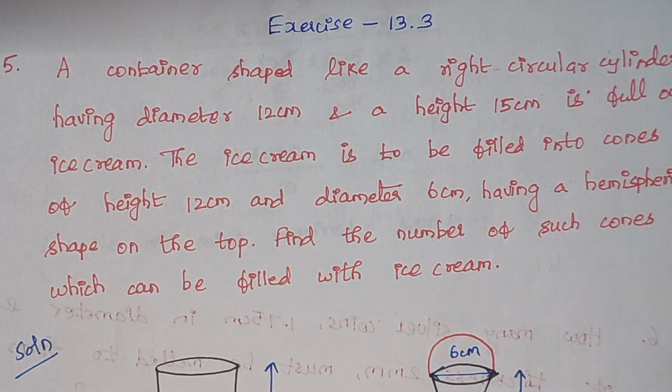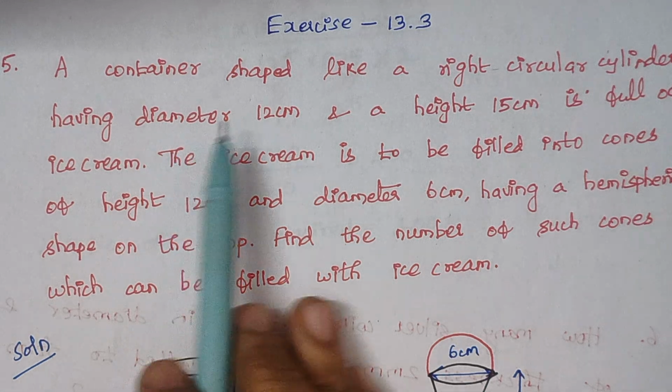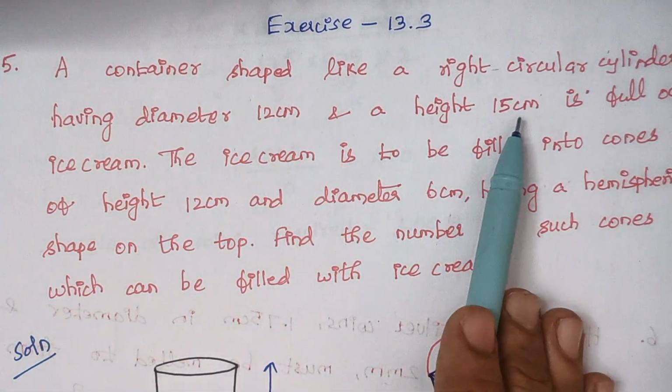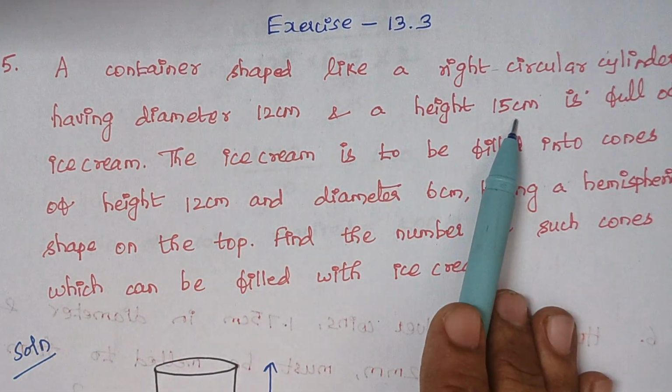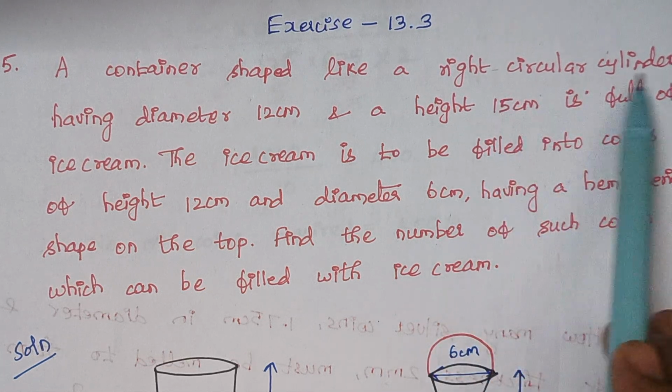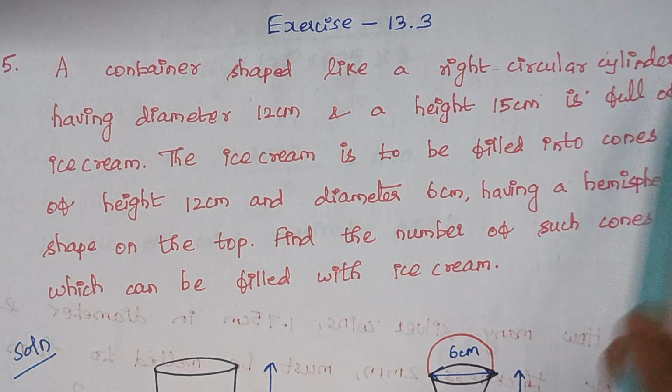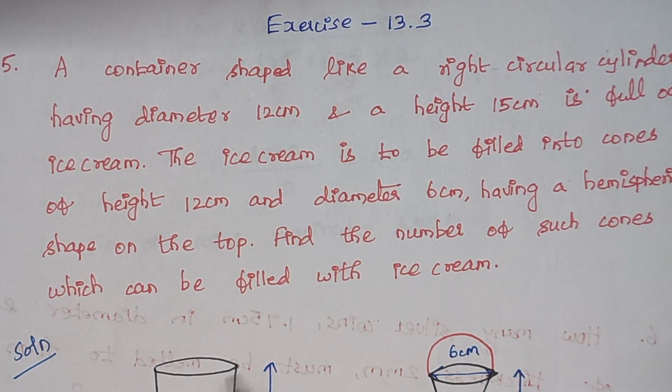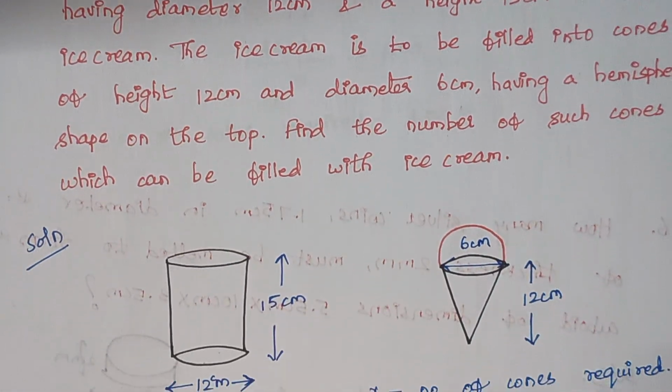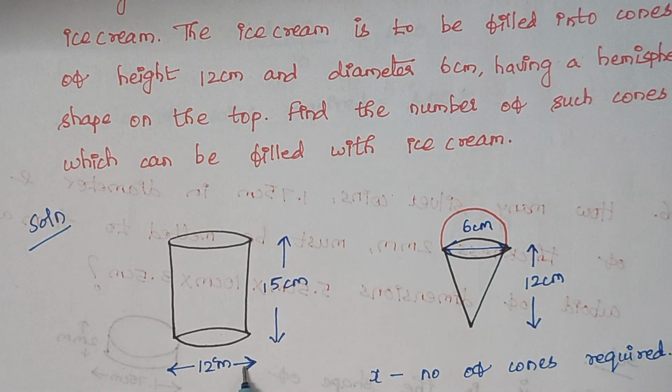So here we have a container whose diameter is 12 centimeter and height is 15 centimeter. So obviously this is a cylinder, right? And here they have clearly mentioned right circular cylinder. So just draw the cylinder and write down its parameters. So here the diameter is 12 and the height is 15.